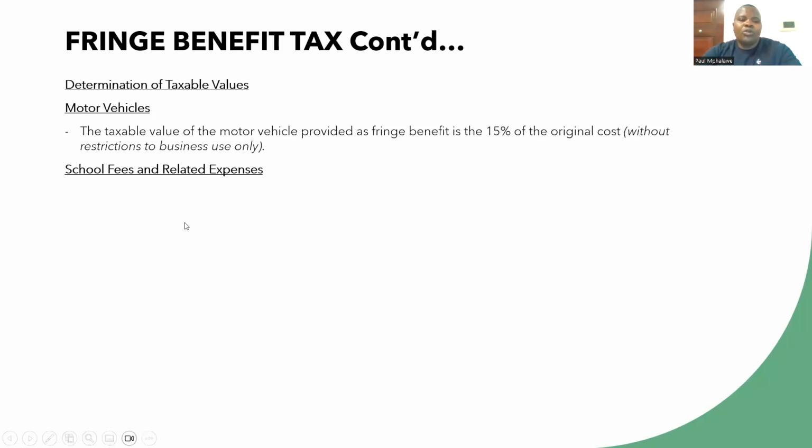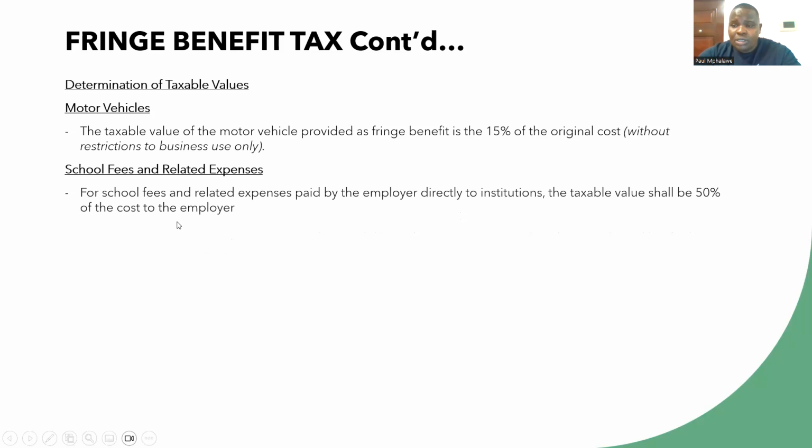School fees. Sometimes a company may pay school fees for your children or immediate family member, as it may please the company and as per the contract. So for school fees and related expenses paid by the employer directly to institutions, the taxable value shall be 50% of the cost to the employer. 50%. But if the school fees is given to you, an employee, in cash, it changes everything. It becomes your earned income and it's taxed in your hands. So it's good to pay directly to the institution.